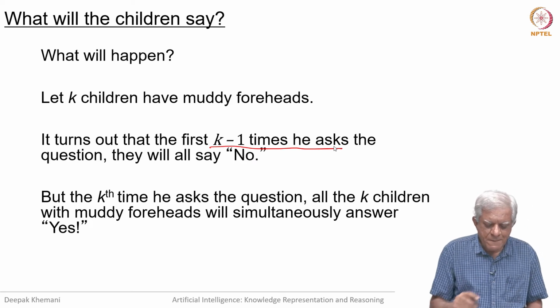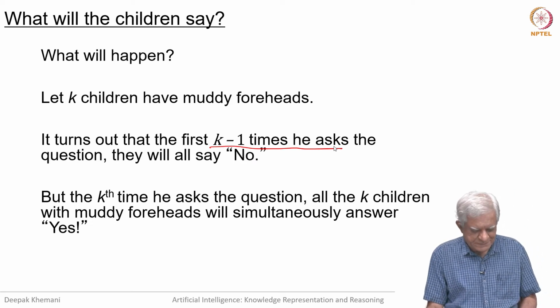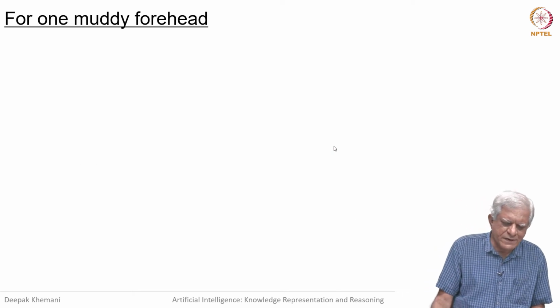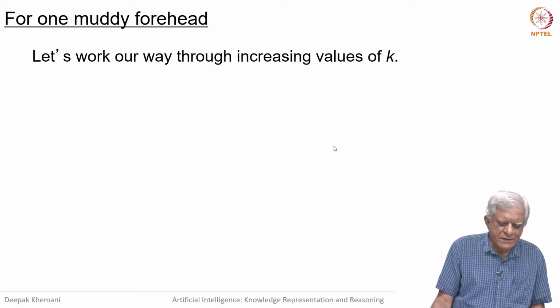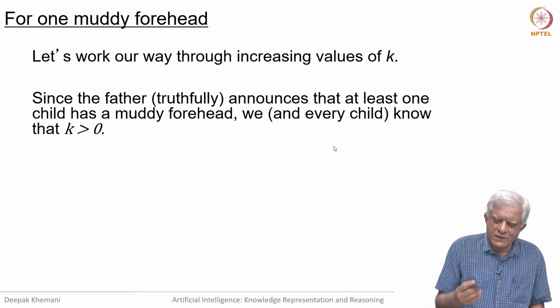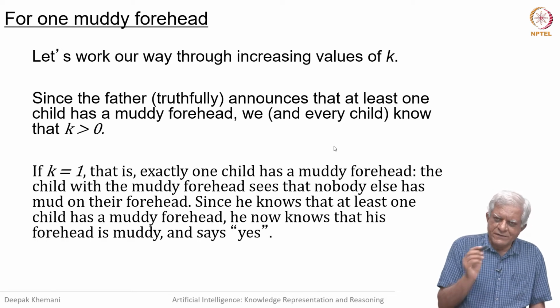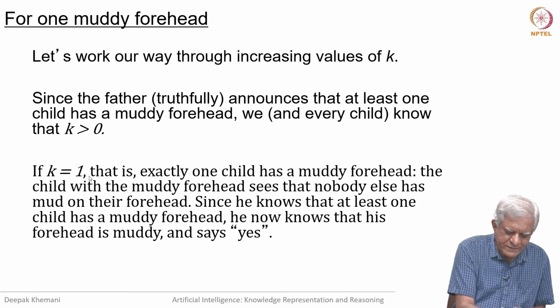So, let us see how that happens. We start with a simple case when there is only one muddy forehead. Since the father truthfully announces that at least one child has a muddy forehead, we and every child know that k is greater than 0. Now, supposing k was actually 1, then there is exactly one child with the muddy forehead.